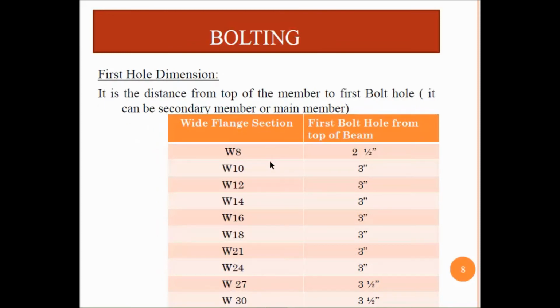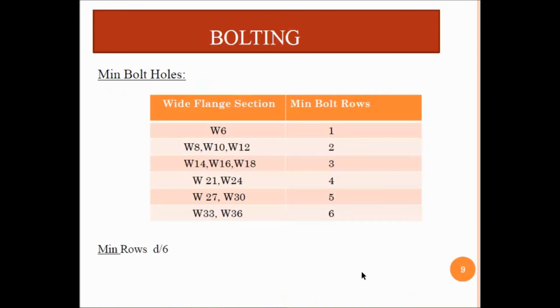These are the first hole dimensions based upon the section we are going to use. For example, if you're going to use a W8 section, the first hole from the top of the beam must be 2 1/2 inches. If it is W10, it must be 3 inches. If it is W12, 14, 16, 18, W21, W24, up to W24 we can go up to 3 inches. If it is W27, the first hole dimension from the top of the beam must be 3.5 inches. If it is W30, it can also have 3.5 inches. So these are the minimum hole dimensions based upon the type of section we are going to use.